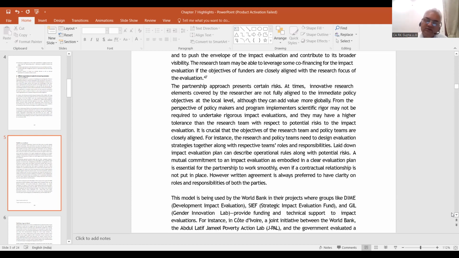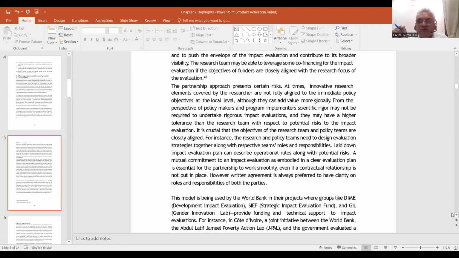So if your objectives match to some extent, then you can have a partnership model, and that research agency can do the social impact assessment for your organization. But the objectives may not be closely aligned and it needs to be worked on, because they may be talking something higher and you may not be at that stage actually. So there has to be alignment, and if there is a written agreement, it is preferable, so that there is a clarity of roles.